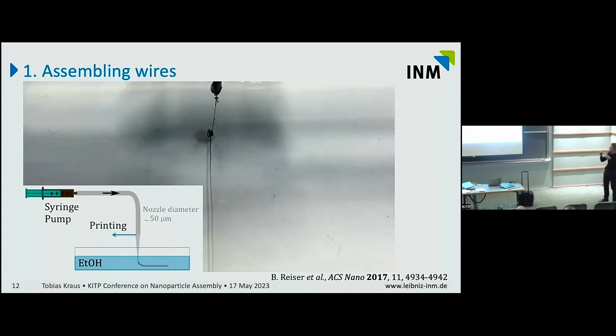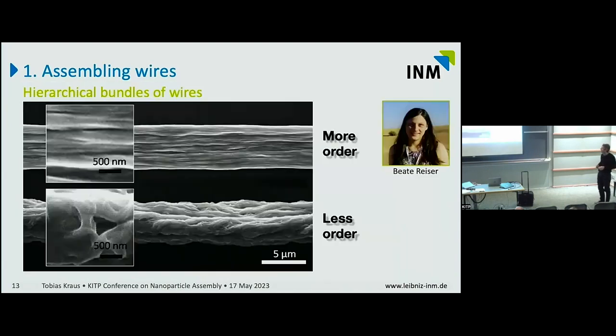The wires go together and form this fiber, which is many microns in diameter, and the fiber that forms can actually be retrieved. It's mechanically strong enough to just take it out, and then you can look at it and check what the wires did as they assembled while they were extruded into the bath. And you find that depending on your conditions, as Beate Reiser has done, you get different structures.